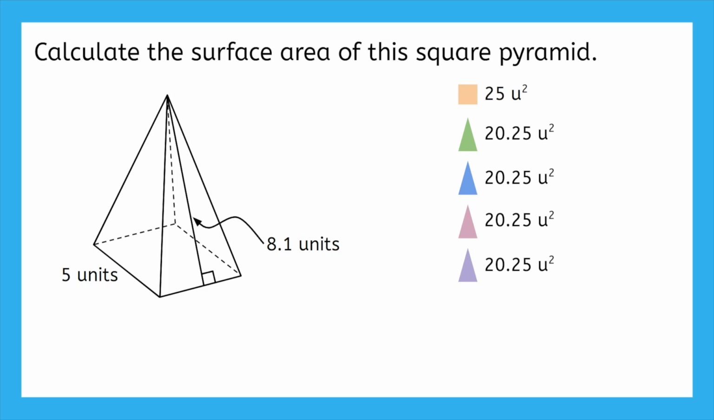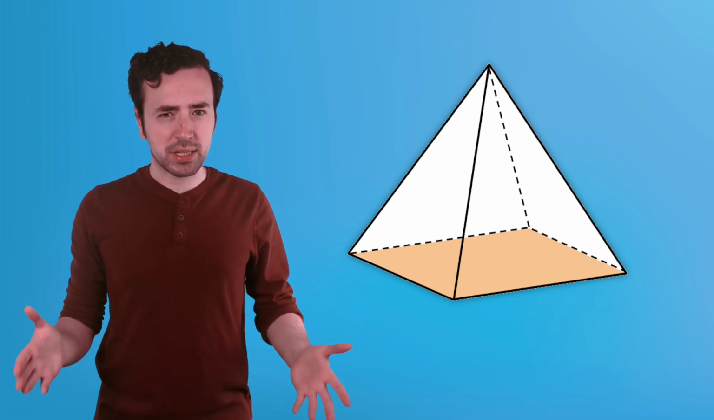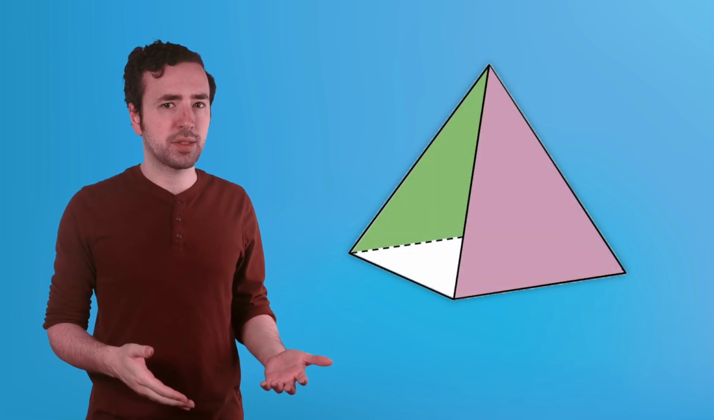All right, now what should we do to get the surface area of this pyramid? Yep, we can add all these areas together. 25 plus 20.25 4 times, or 20.25 times 4, gives us 106 square units. Great work here. But what if the base of the pyramid is a rectangle instead?